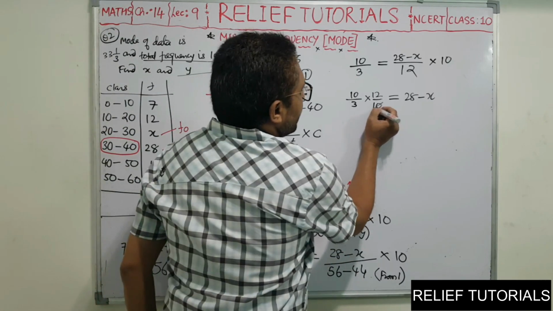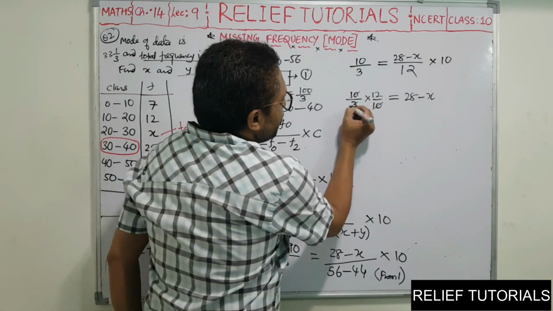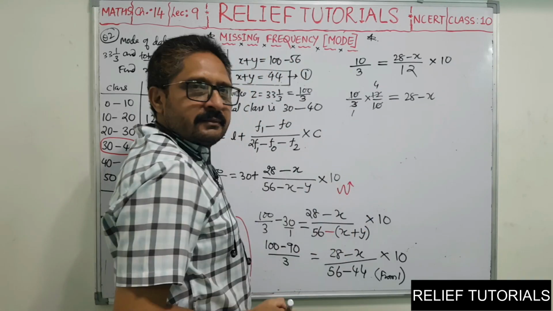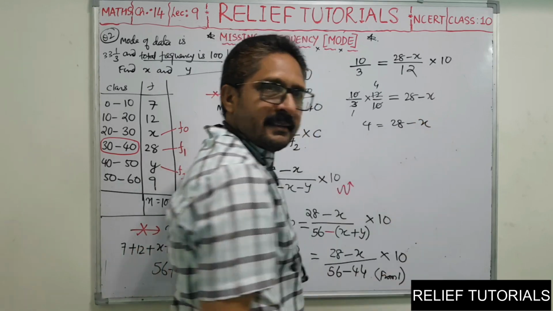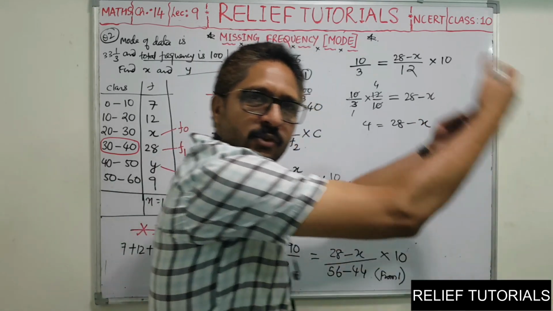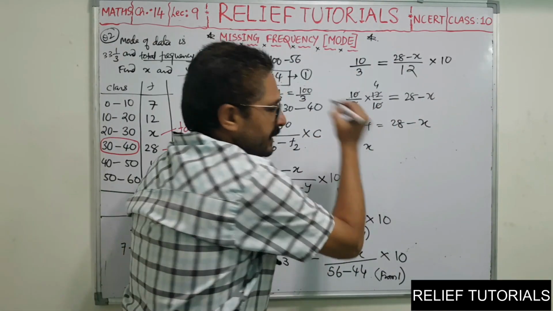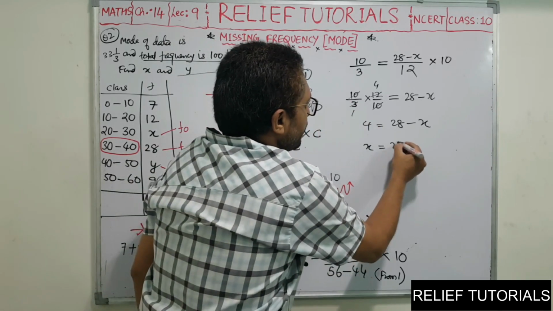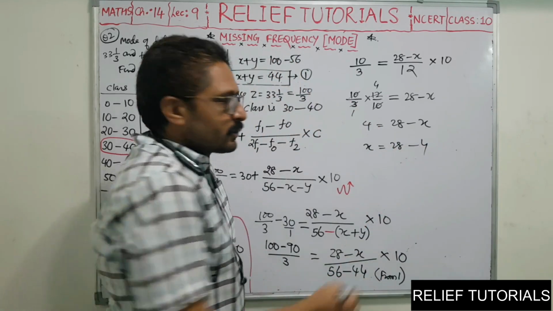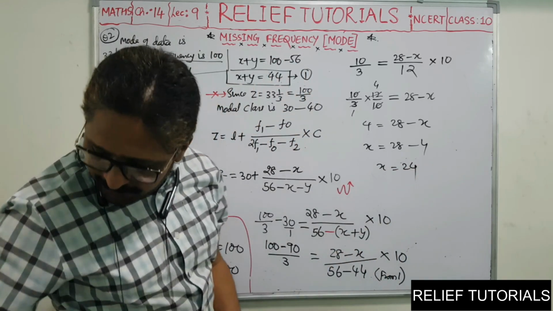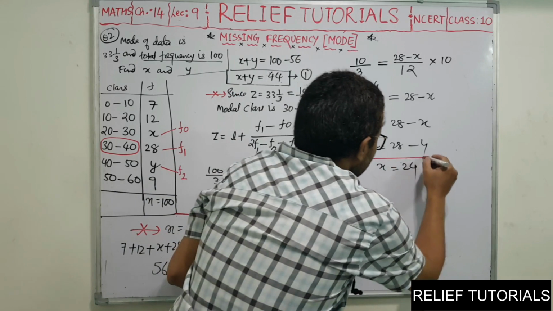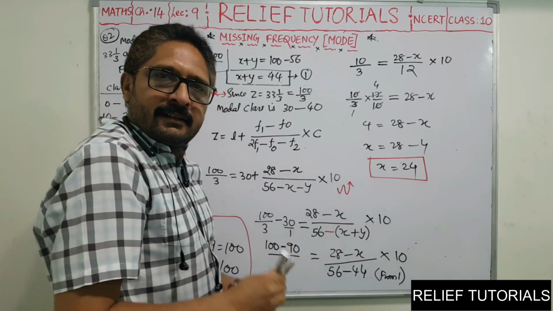Now see, 10 cancels. 3 ones are 3, here 4s are 12. So what is left here? 4 is equal to 28 minus x. This is minus x. When it comes to the other side, it will become plus x. That is equal to 28 minus 4. So x is equal to 24. In this way we got the value of x. Clear?